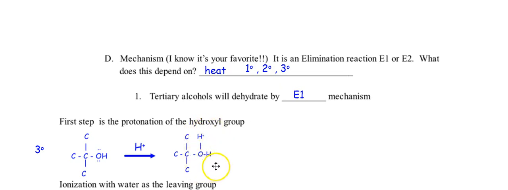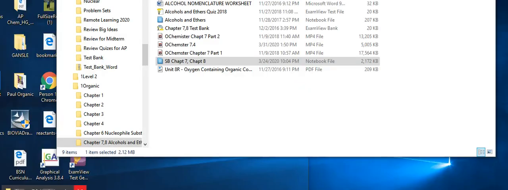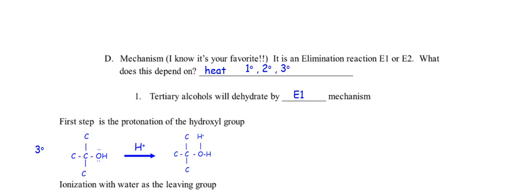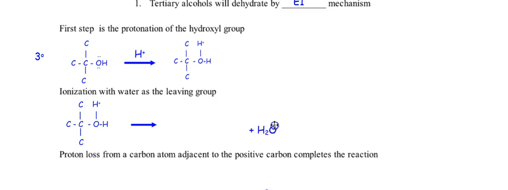Remember in E1, when we had a halogen here, that was our first step. The bromine left first, okay? So now this protonated hydroxyl group, the whole thing is going to leave first. Let's check that out. All right, here we go. So the water is going to leave. Now that's a neutral water.